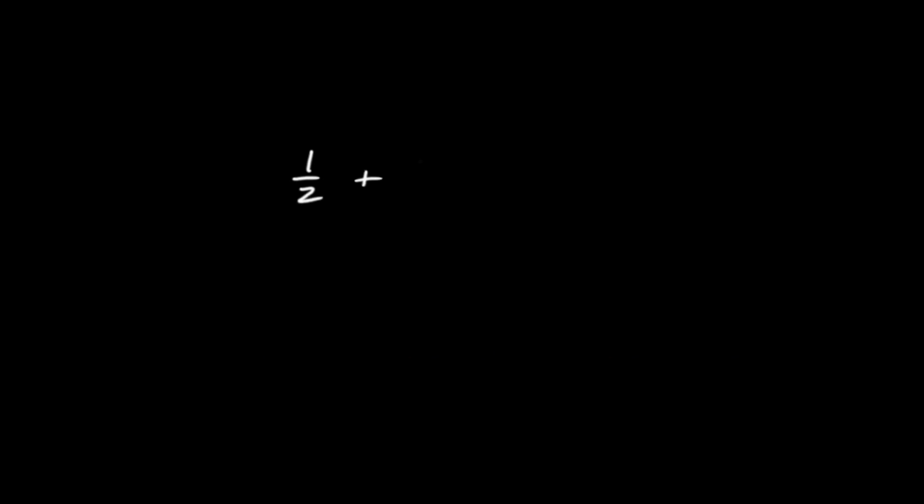1/2 plus 1/3. So to add this together, fastest possible way is this. Just put your equal sign, get your fraction bar. Now, take the denominators, okay, and multiply them together. So in this case here, 2 times 3 is 6. And just write it down.